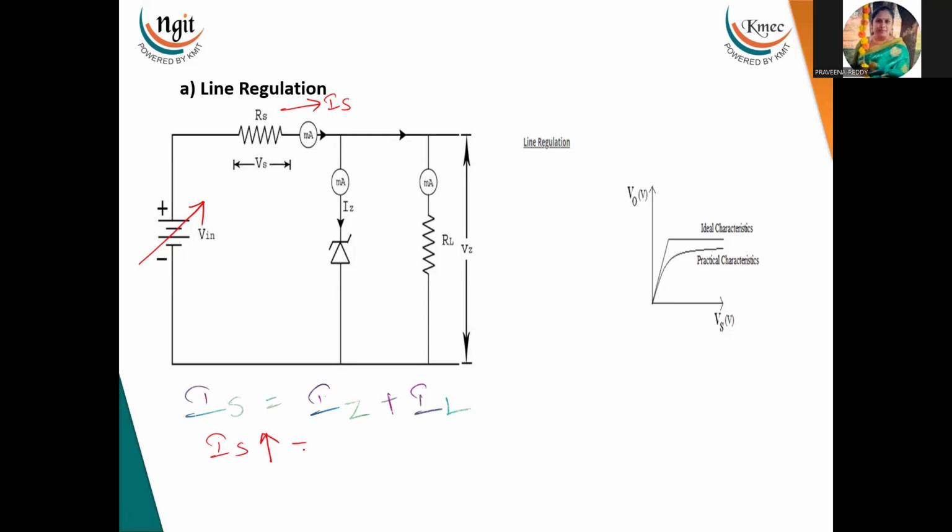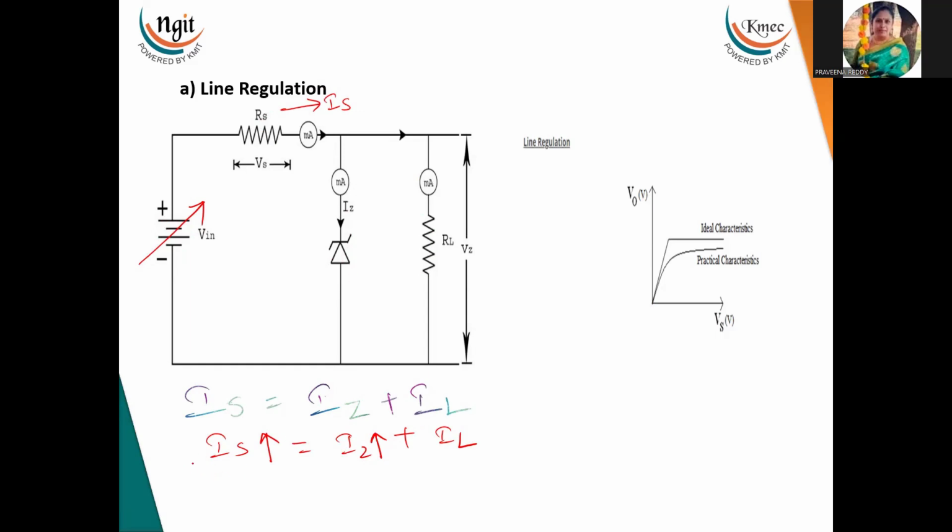If the input is increased, what happens? IS increases. Now here we are not changing the load, so IL is not going to change. What happens to the IZ? The Zener will draw the excess current.